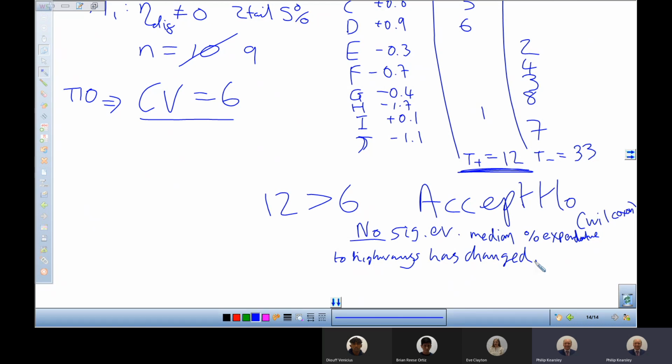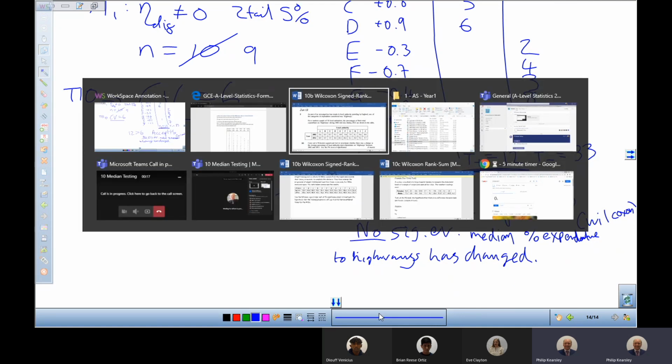It's fascinating. Yeah, except there's no significant evidence of the alternative. The alternative was change. They didn't specify what change, hence why it was a two-tailed test. Well done. Right, for timing, I think rank sum. Is that alright? Or maybe we do another signed rank. I'm not going to tell you. You've got to decide.